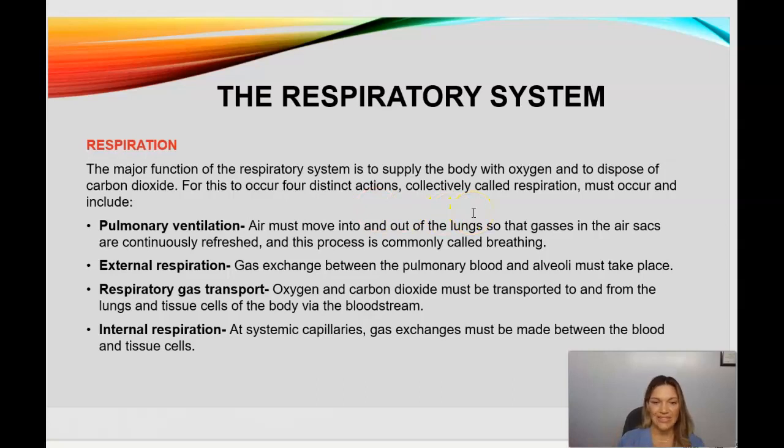Gases in the air sacs that we just spoke about are continuously refreshed, and this process is commonly known as breathing. Then we have external respiration: gas exchange between the pulmonary blood and the alveoli must take place. Next, we have respiratory gas transport. Oxygen and carbon dioxide must be transported to and from the lungs and the tissue cells of the body via the bloodstream. And lastly, we have internal respiration. In systemic capillaries, gas exchanges must be made between the blood and the tissue cells.